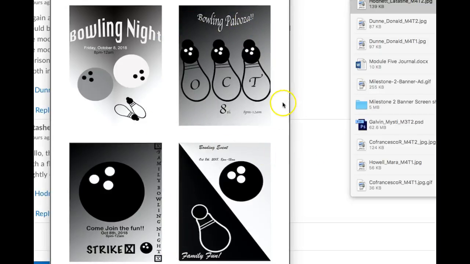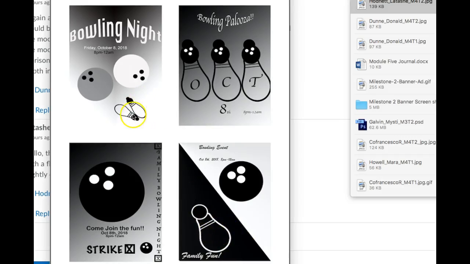Bowling Palooza. Okay, so I'm looking at the compositions, and I think the very, very obvious thing here, and I don't mean this to sound discouraging at all, but the bowling pins look more like light bulbs. For the longest time I thought, what is the connection between bowling and light bulbs? And I finally realized that these are actually bowling pins.